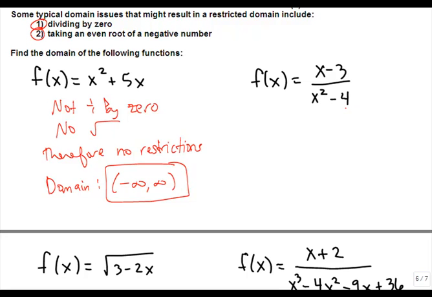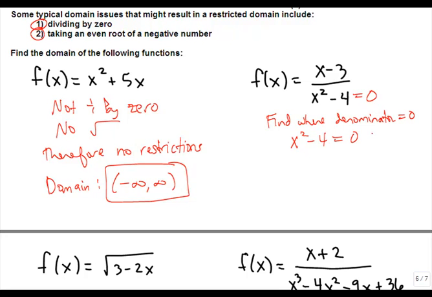But there is division going on. So when could this possibly cause us to divide by 0? Whenever the denominator becomes 0. It doesn't matter what the numerator is, but if the denominator ever became 0 for some value of x, then that would make this become undefined. So all we have to do here is find where the denominator equals 0. And in this case, that denominator is x squared minus 4.